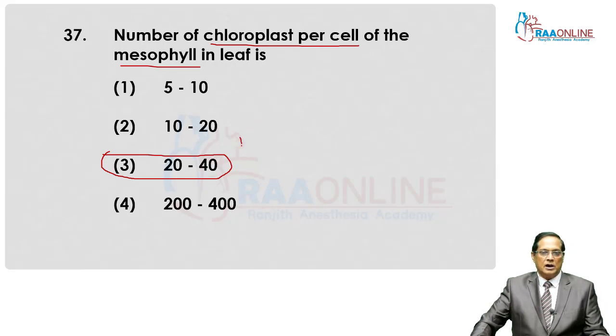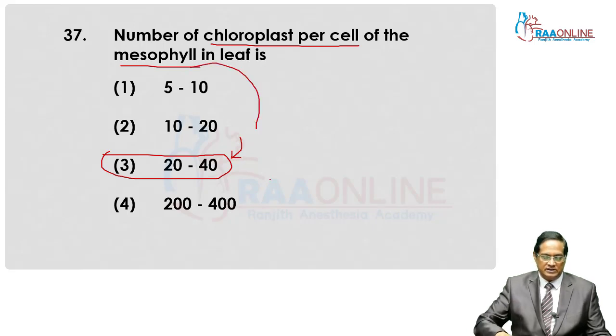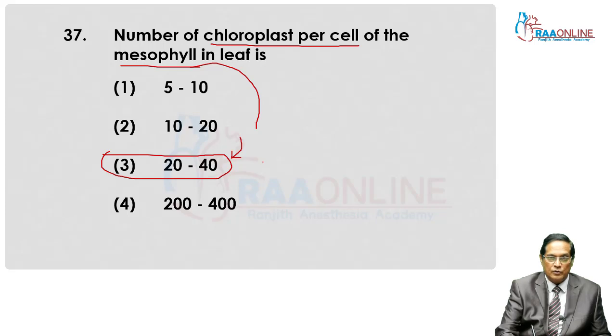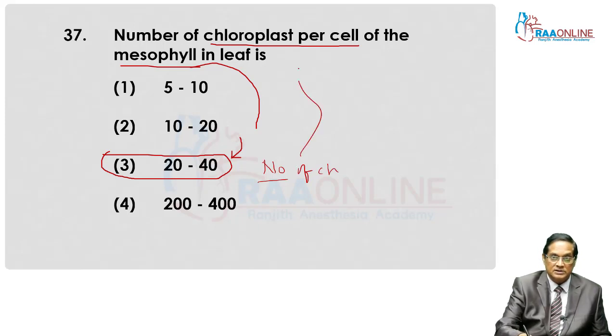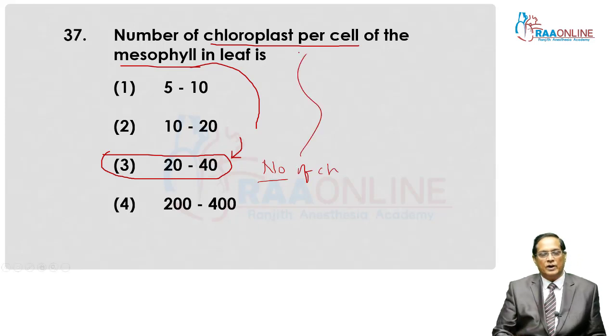So the number of chloroplast per cell in mesophyll is 20 to 40.